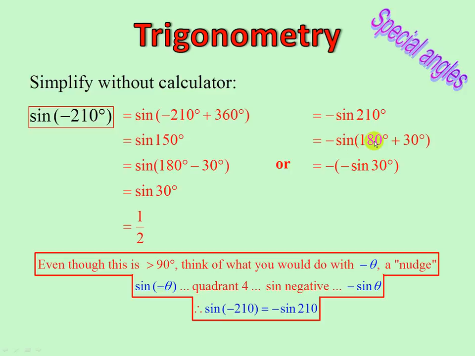Third quadrant. I'm not saying 180 plus 30 is the same as 30. I'm saying sine of 180 plus 30 has the same x, y, r's as sine of 30, except for the negative. And that gives you a half. Same answer by a different method.